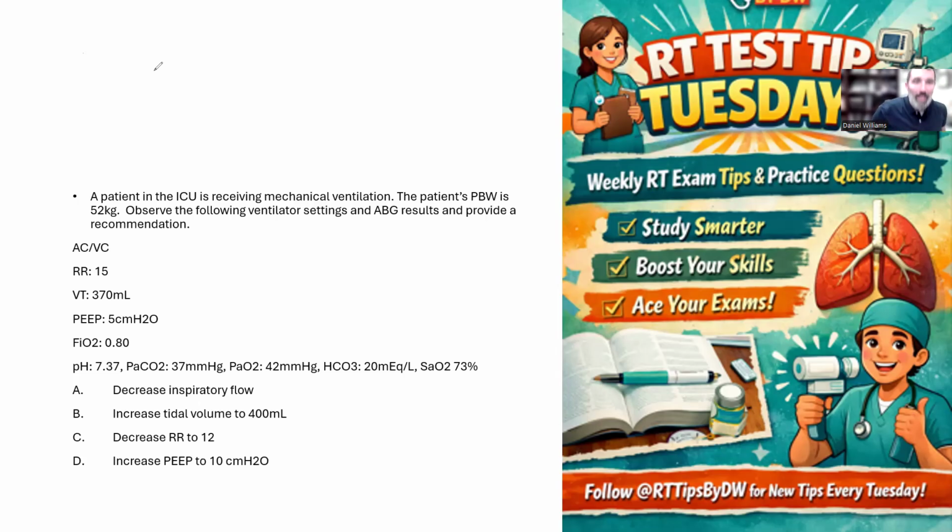So we have a patient in the ICU receiving mechanical ventilation. That's important. We have a patient in the intensive care unit receiving mechanical ventilation. The patient's predicted body weight is 52 kilograms. Well, that's fantastic that they give us the predicted body weight. You may see ideal body weight, but maybe more so predicted body weight. But nonetheless, they give that to you. And we know that for establishing a tidal volume, roughly we're going to utilize 6 to 8 milliliters per kilogram of that predicted body weight or ideal body weight, depending upon which one you're utilizing. But in this question, they give us predicted body weight.